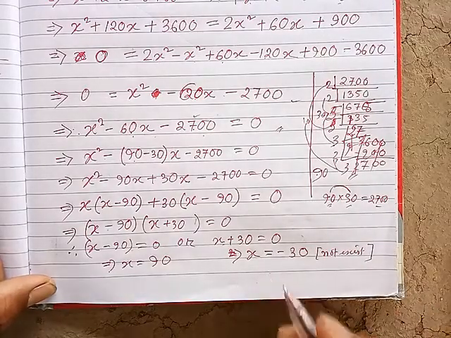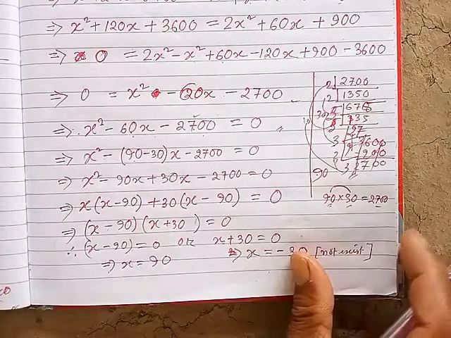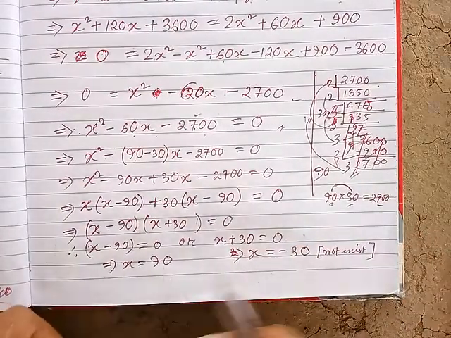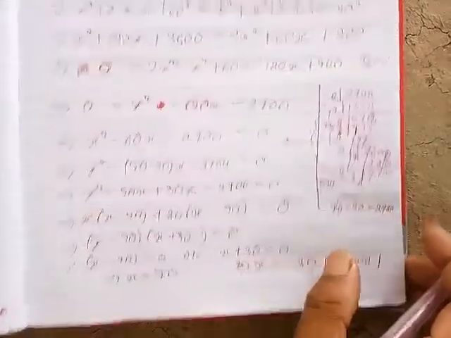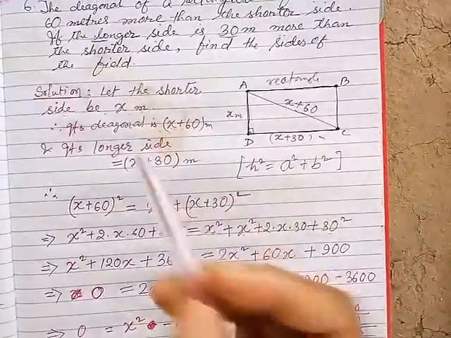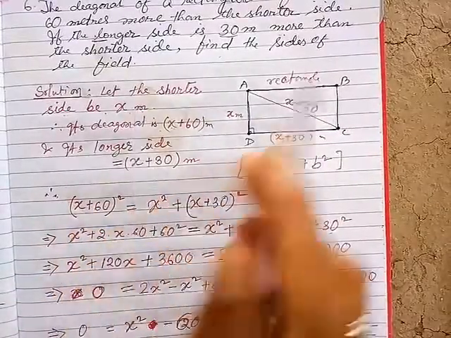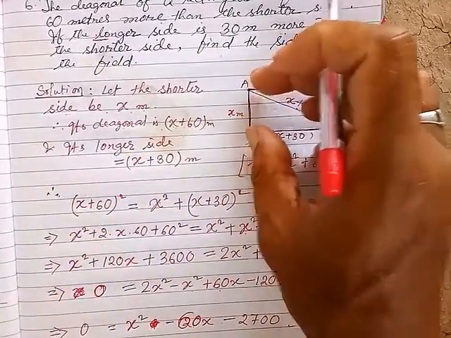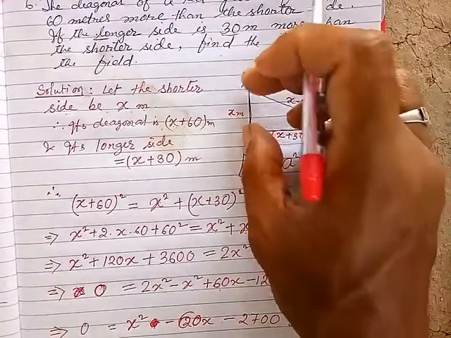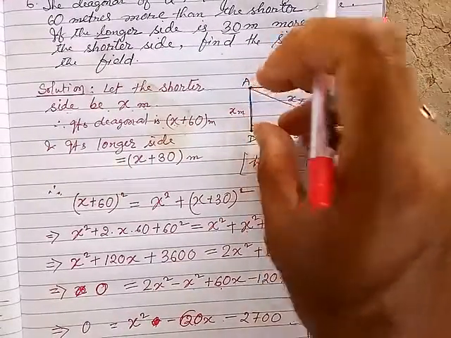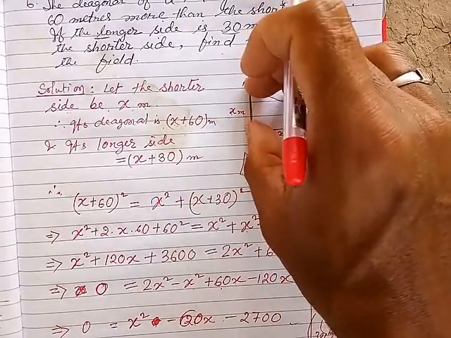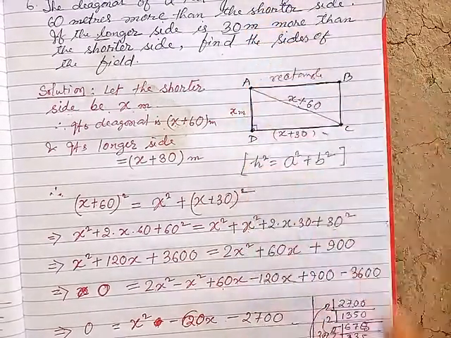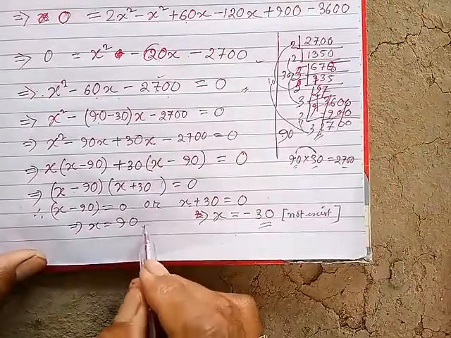It is not valid. You see, what is the x we assumed? We got x equal to 90, and x equal to minus 30. It does not exist because we assumed, let the shorter side be x. This is the shorter side, this is x. But it cannot be negative. If it is negative, meaning less than 0, it cannot be a length. So 90 is the shorter side.